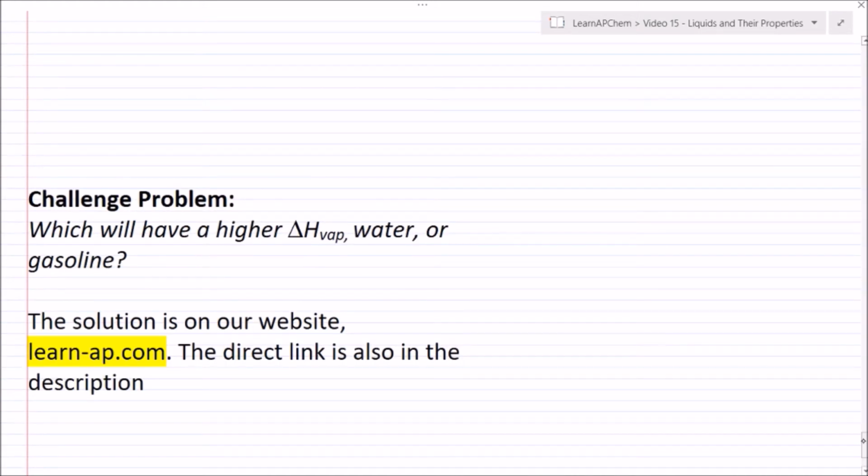Alright, so that brings me to today's challenge problem. Which will have a higher heat of vaporization, water or gasoline? Now, in case you didn't know, gasoline has very weak IMFs, so that should give you a hint.